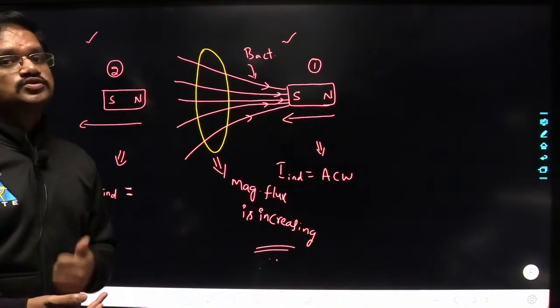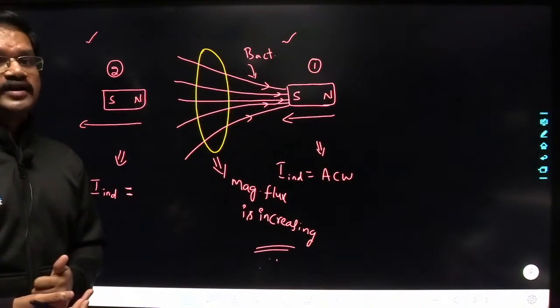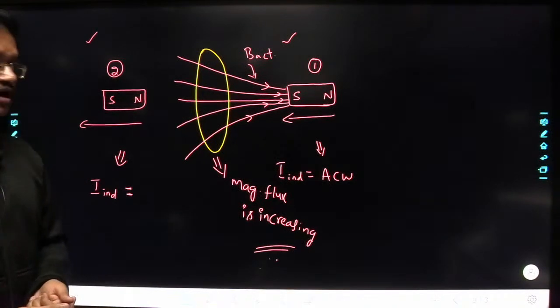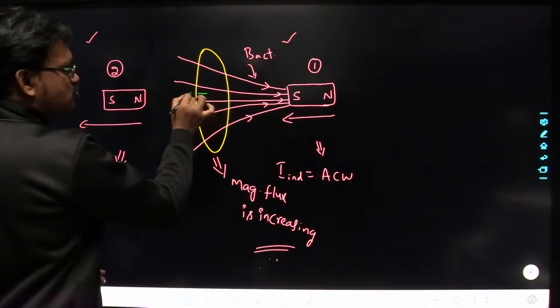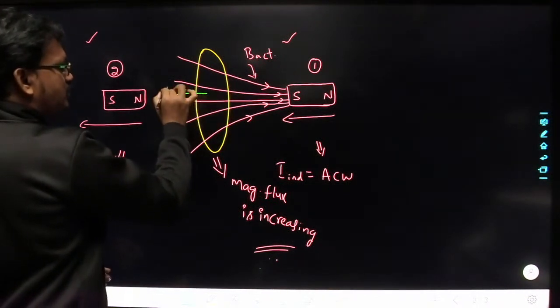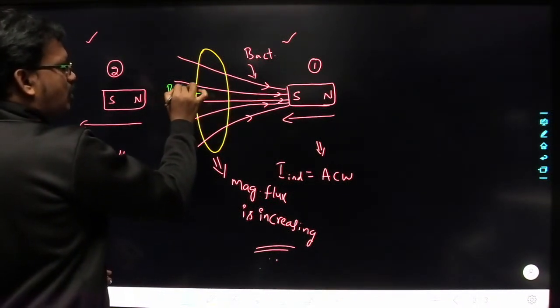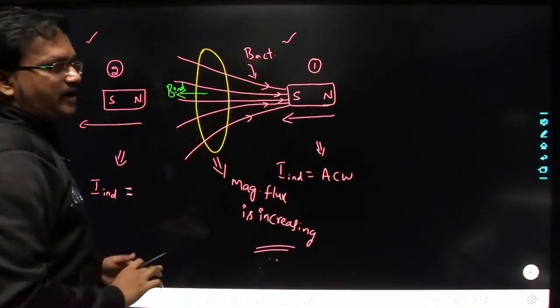Must be opposite to the direction of what? Must be opposite to the direction of the actual magnetic field. Understood? So the actual magnetic field is pointing in this direction. That means the induced magnetic field must point opposite to what? Opposite to this actual magnetic field direction.